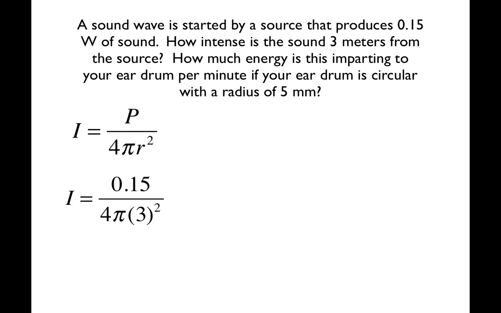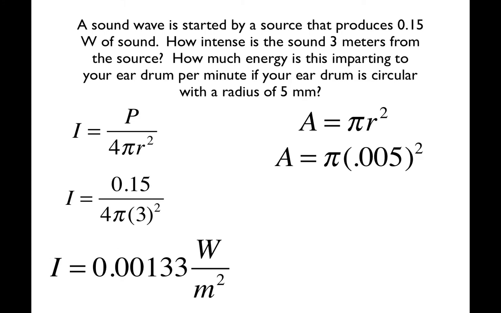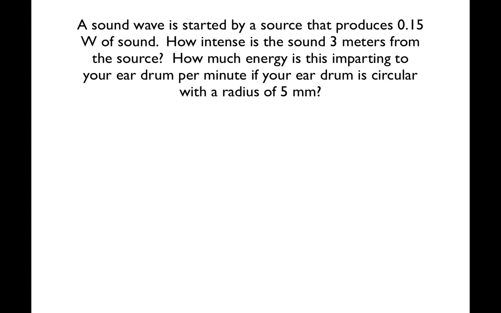We plug in 0.15 as the power, 3 as the radius, and we find an intensity of 0.00133 watts per meter squared. We then need to find the area of the eardrum. So the eardrum is a circle, so we use area equals pi r squared. The radius is 5 millimeters, so we use 0.005 meters, and we get an area of 7.85 e-5 meters squared.